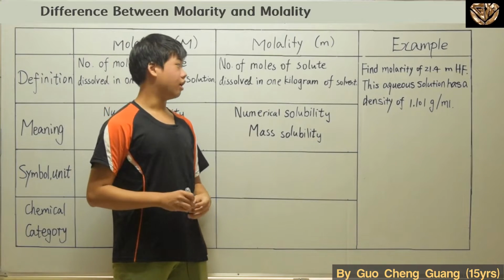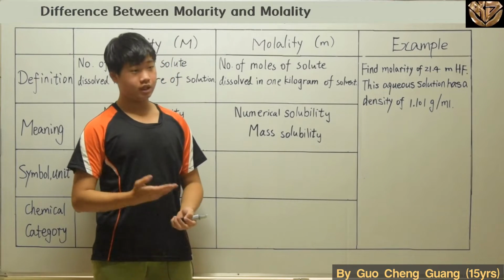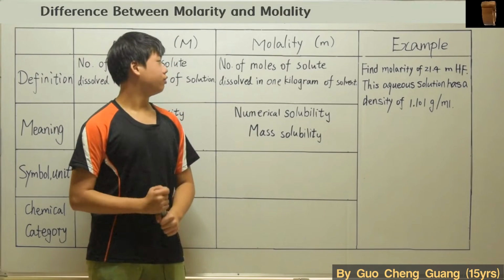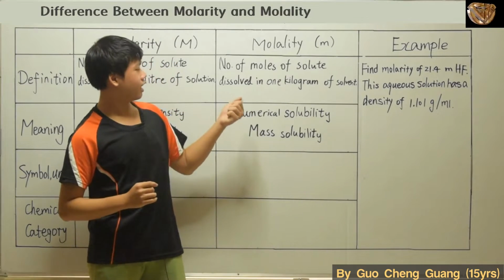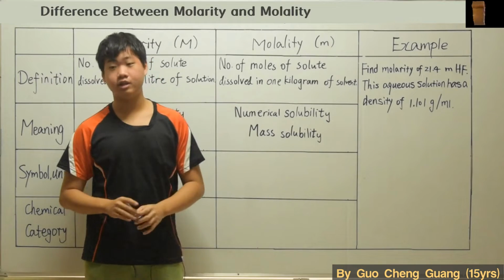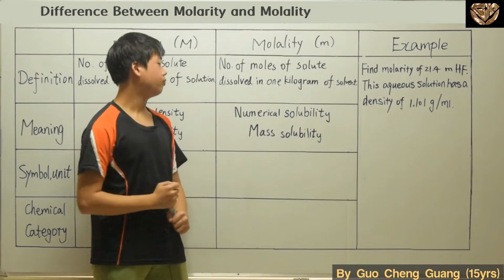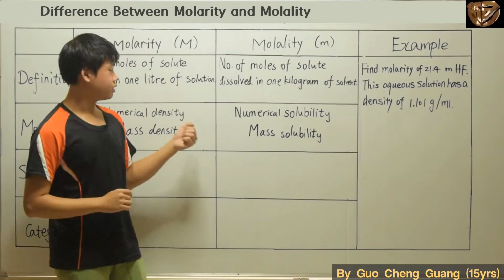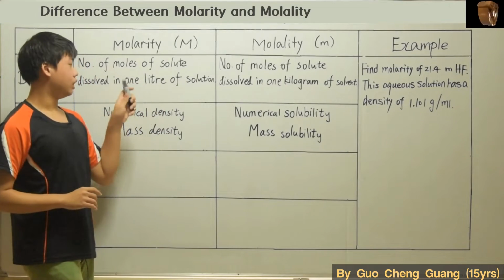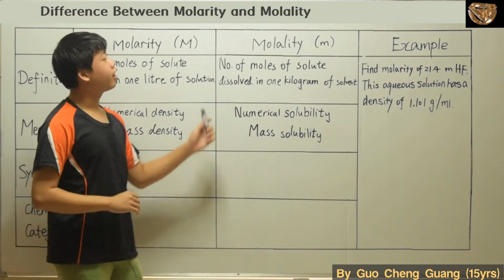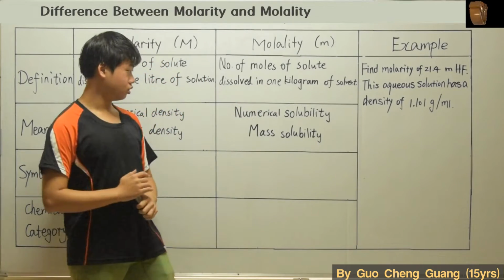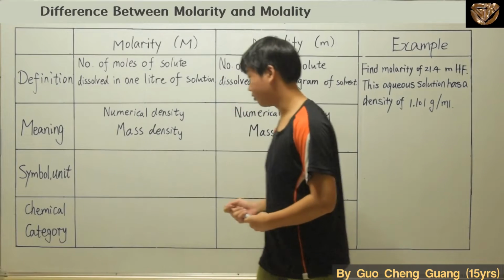So let's say you have 1 kg of water and 1 kg of sugar, and then you mix them together. Then you just divide them and divide by the molar mass of sugar and find its molality, alright? So both of these can have a numerical form and a mass form, but molarity is more about density, and molality is more about solubility, alright? So these are pretty much the meanings that they have.